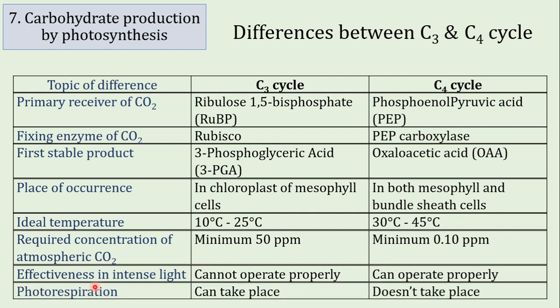And a phenomenon called photorespiration can take place in the C3 cycle when there is intense light or intense temperature. But in case of C4 cycle, the photorespiration doesn't take place. So what is photorespiration? Photorespiration is the opposite event of photosynthesis. That means the C3 cycle cannot tolerate intense light and intense temperature.